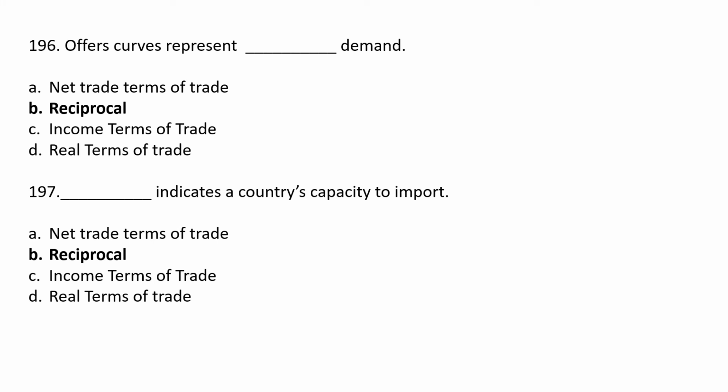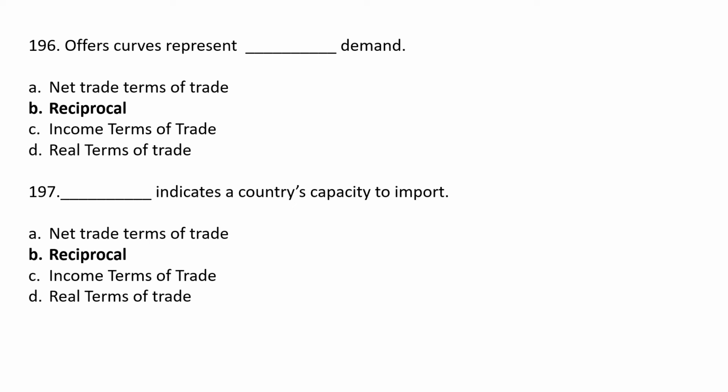Offer curve represents dash demand. Option A, net terms of trade. Option B, reciprocal demand. Option C, income terms of trade. Option D, real terms of trade. The correct answer is option B, reciprocal demand. Offer curve represents reciprocal demand.